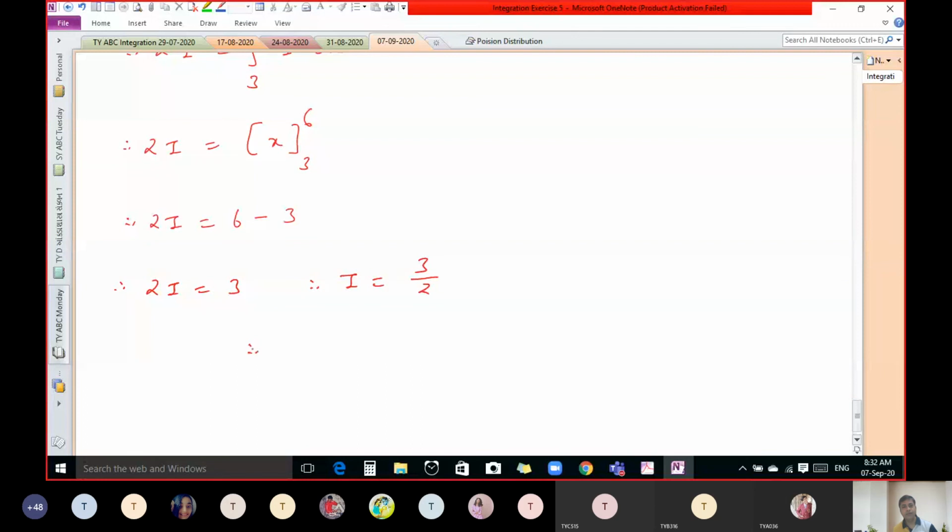And what is our I? Our original question, 3 to 6 root 9 minus x upon root x plus root 9 minus x. The answer is 3 by 2. So this is the way to solve this question.